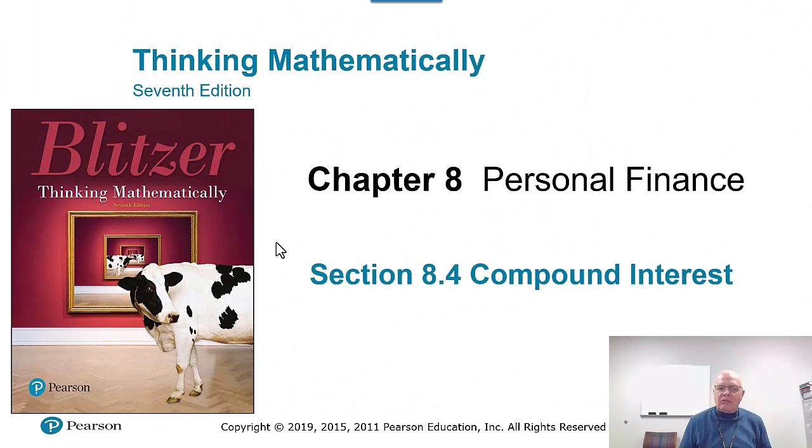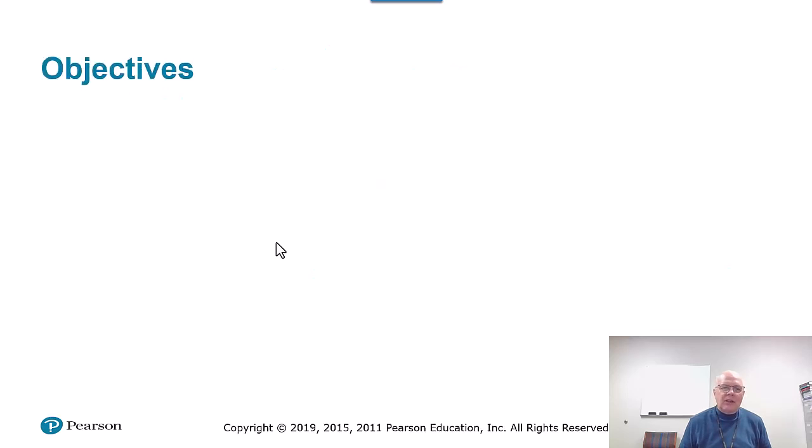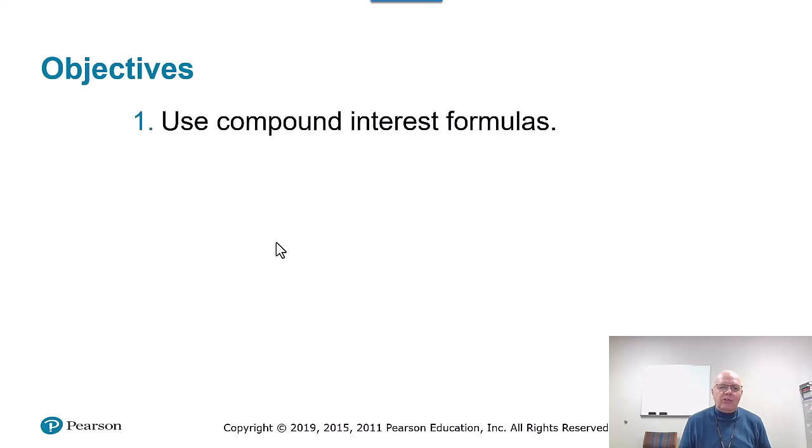Welcome to Compound Interest. It's section 8.2 in your book, and let's get right to it with the objectives. We've got just a few objectives. Mostly they have to do with formulas and when to use them and how to use them. There are two compound interest formulas I'm going to ask you to memorize, at least have them down on what you might call a cheat sheet.